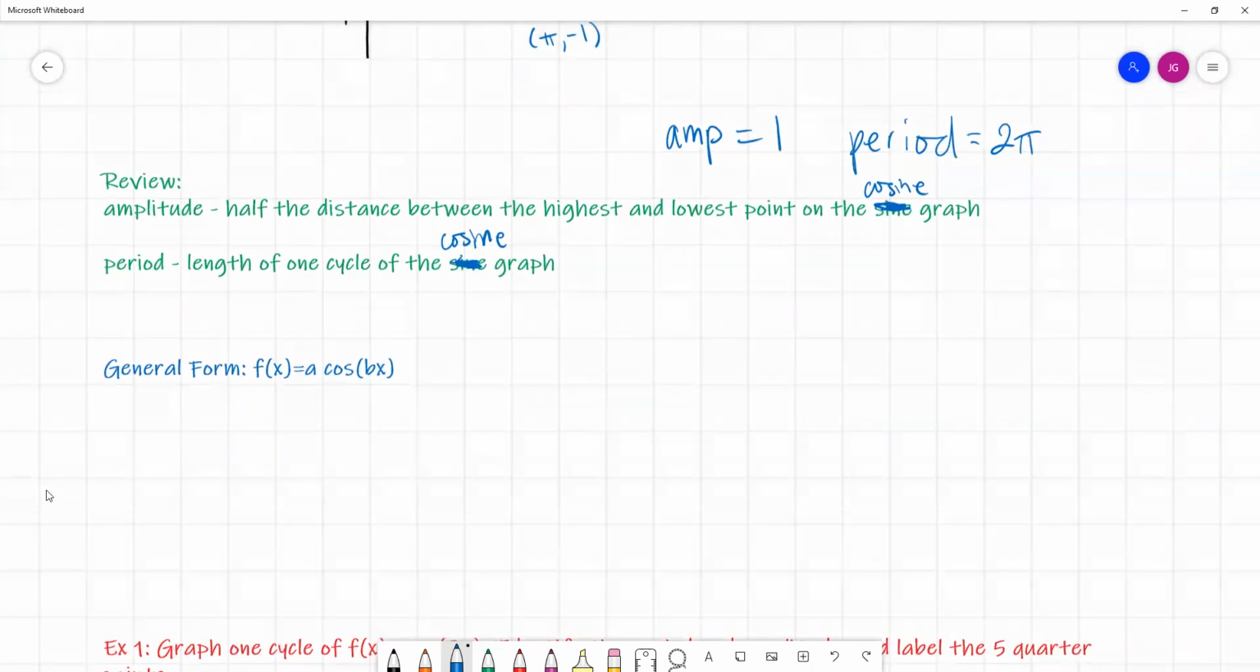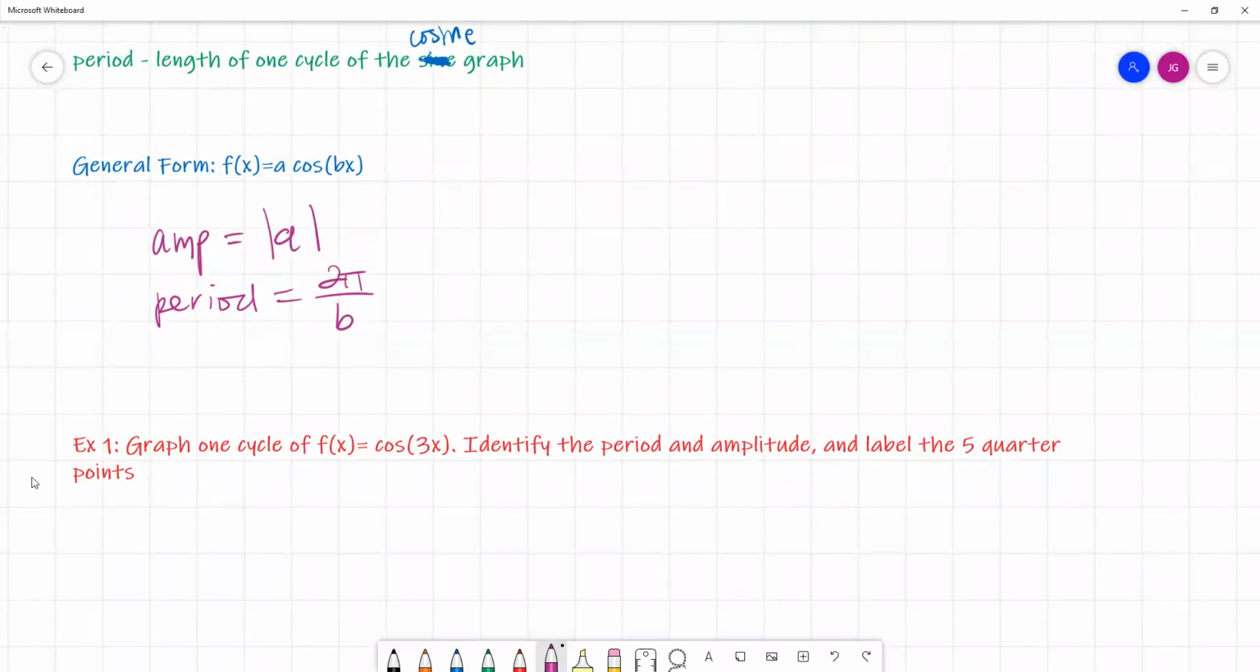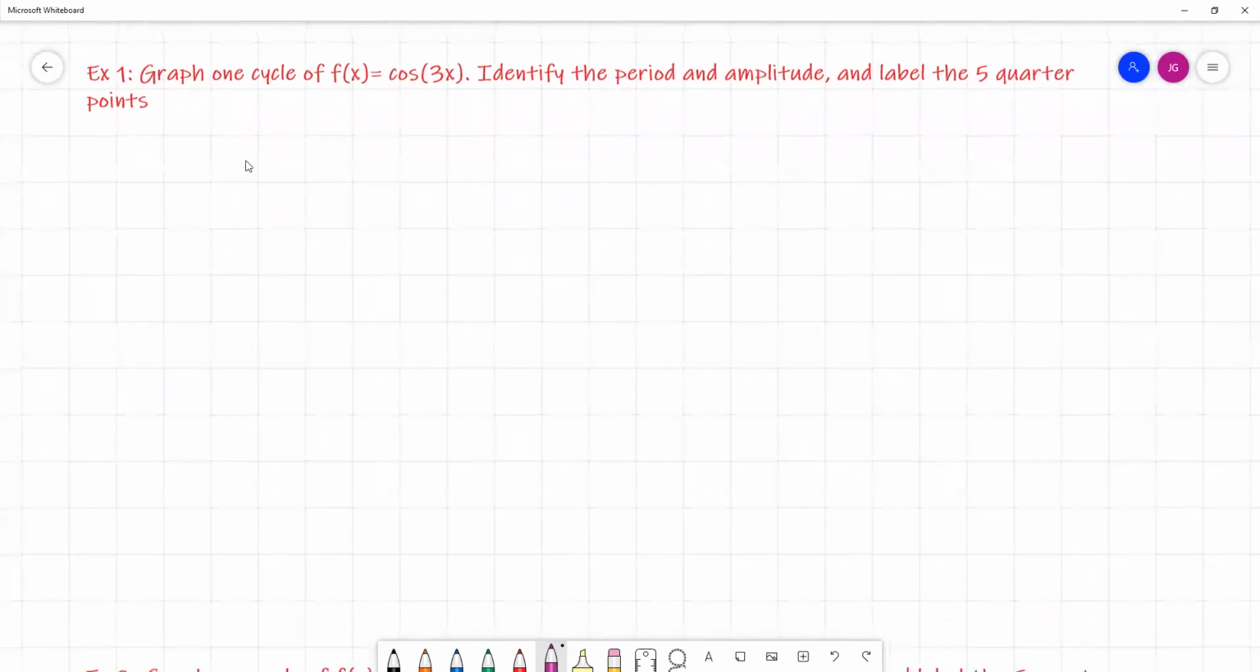General form is the same, a cosine bx, and all the other pieces of information are the same as well. Our amplitude is the absolute value of a, and the period is 2 pi divided by the b value. All right, so let's go ahead and just practice with the cosine graph. We're going to find the quarter points the same way we did last time. Graph one cycle of cosine of 3x, identify the period and amplitude, and label the 5 quarter points.